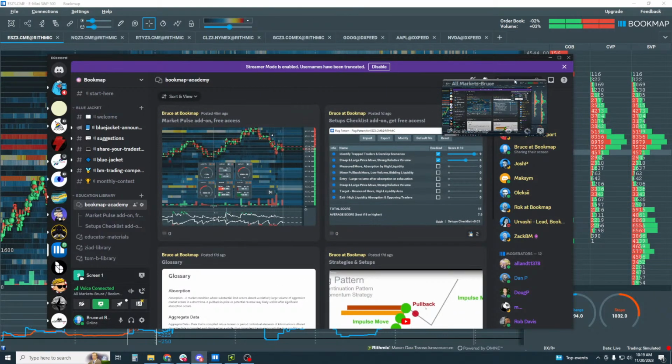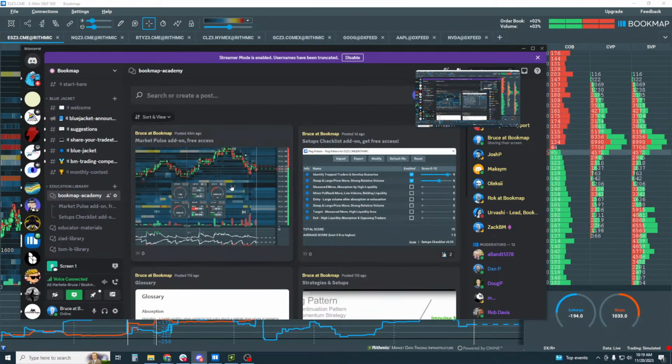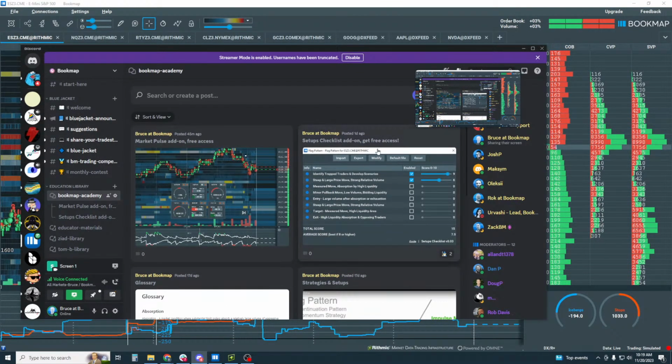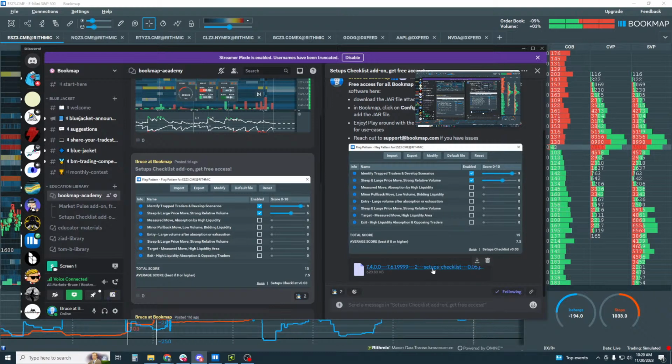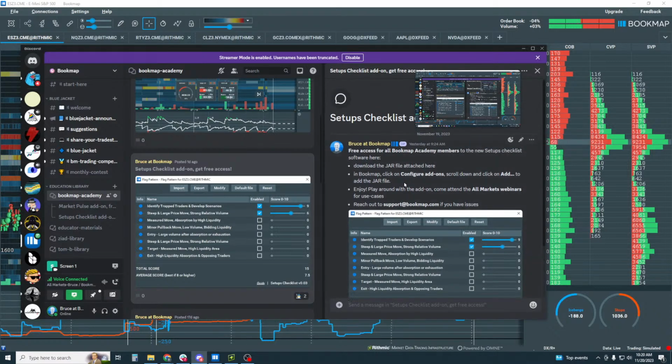Right, so this is what we have. We have the setups checklist right here. You can click on this. You can download the jar file here, and you can add it. Good to go. Those of you who are part of the Bookmap Academy, you should have access to it. Okay, we have your license key, and we've given you access.